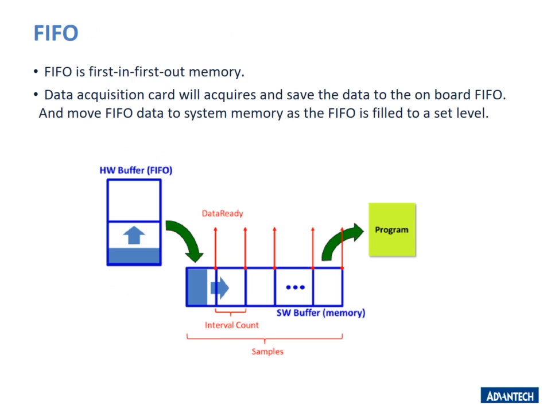The last part is FIFO. FIFO is first in first out memory. Because the DAQ card usually has a high sampling rate, it will need the FIFO to save the data, and move the FIFO data to system memory as the FIFO is filled to a set level, as the picture shown below.